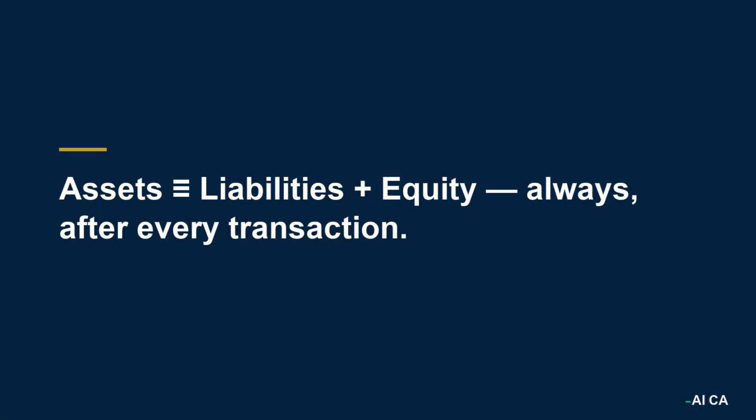Everything in double entry derives from one identity: assets equal liabilities plus equity. That's not a convention, it's a definition. Equity is the residual interest in assets after deducting liabilities. Because it's an identity, it must hold at every single point in time, after every single transaction, no exceptions. Your job as an accountant is to record transactions in a way that preserves this balance.